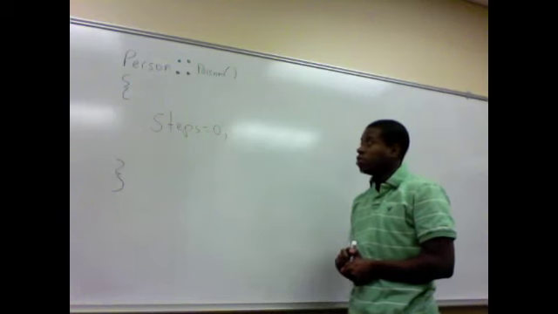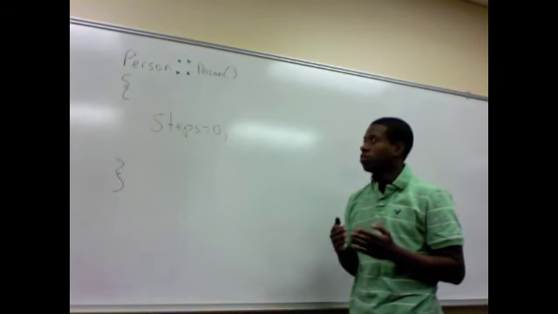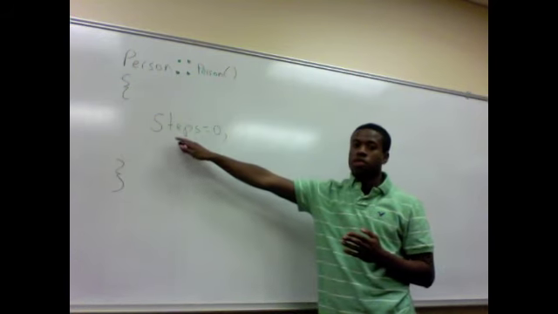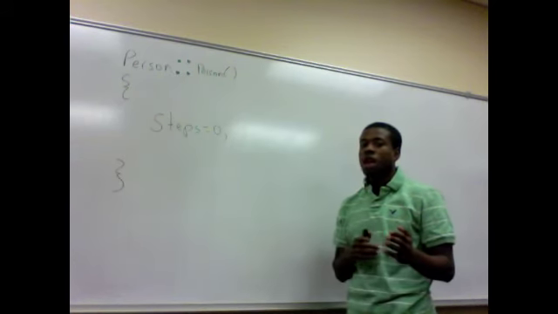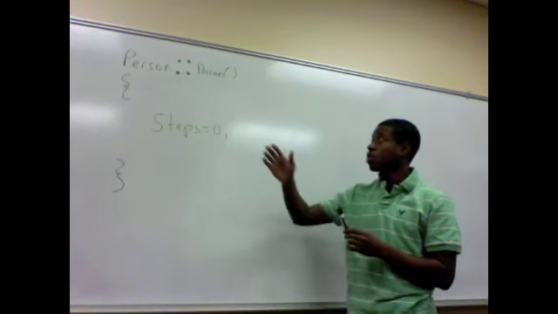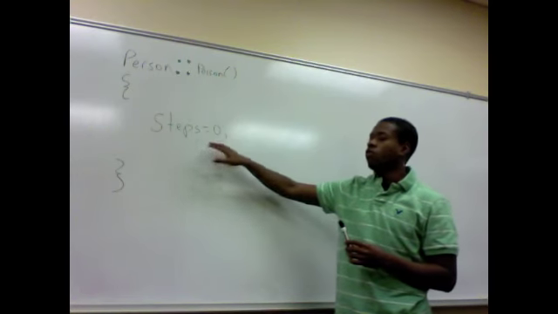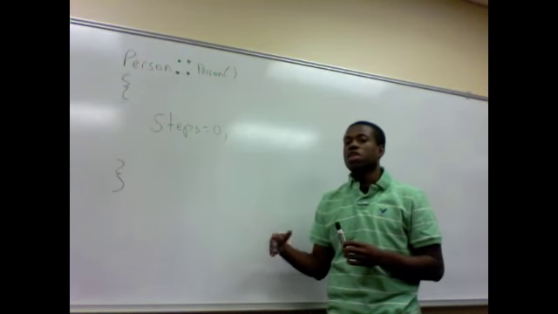Now, what this means is that, let's say we have a data type called steps. Whenever we have an object that's instantiated, that's a person object, it's going to initialize steps to equal 0 for all the rest of the functions that are within the class.